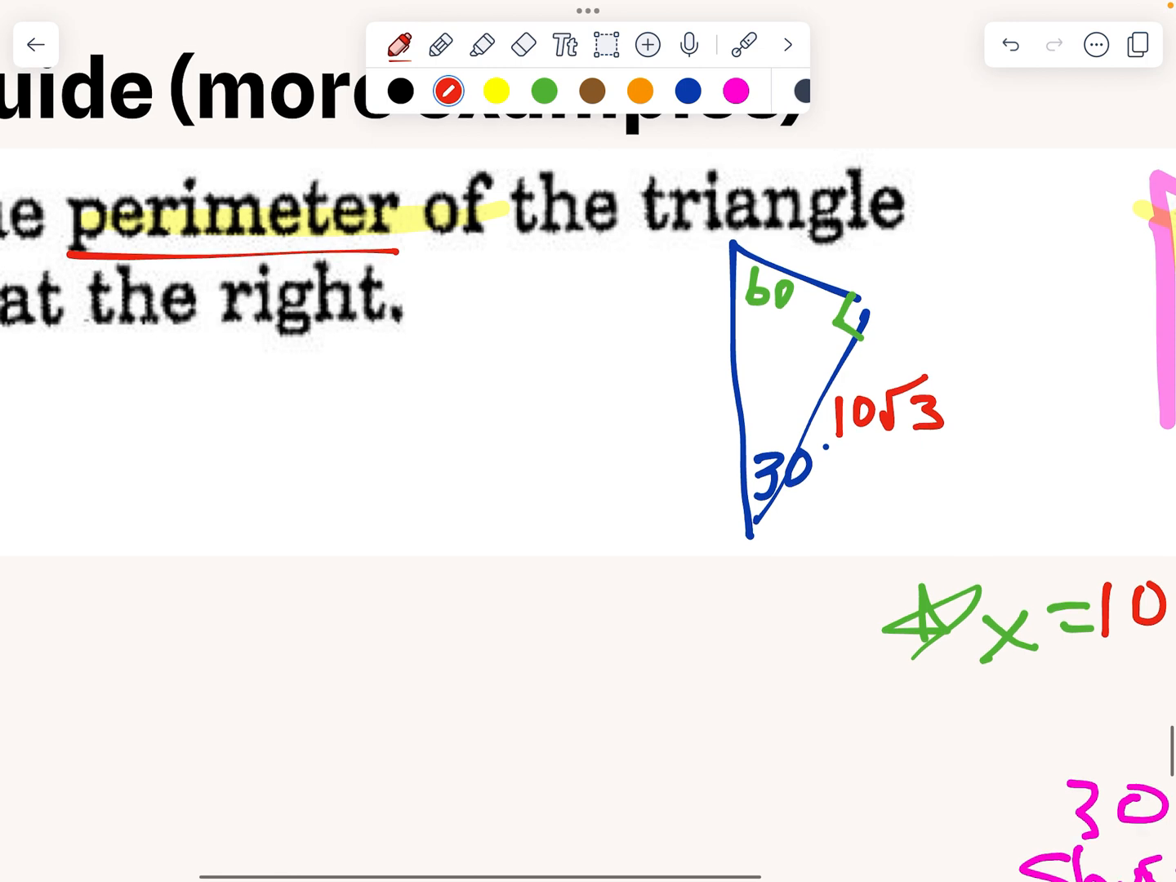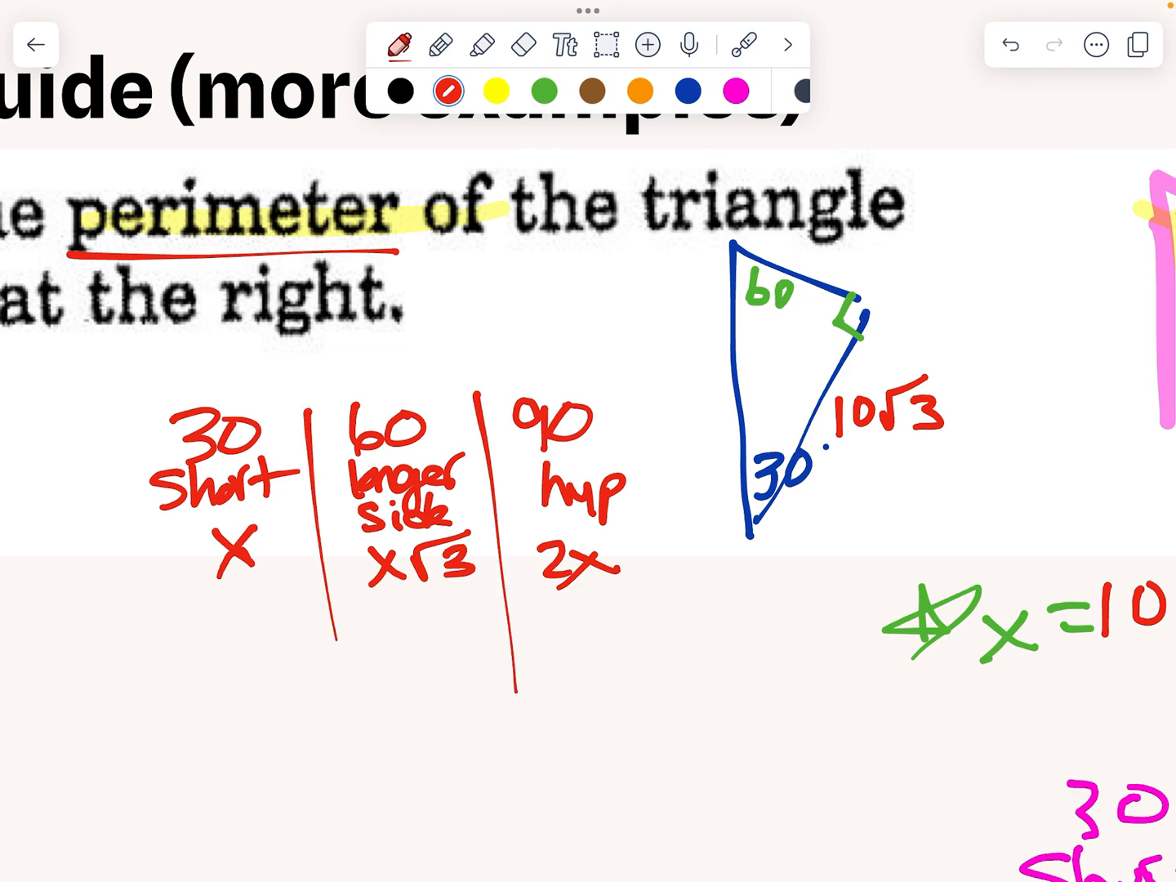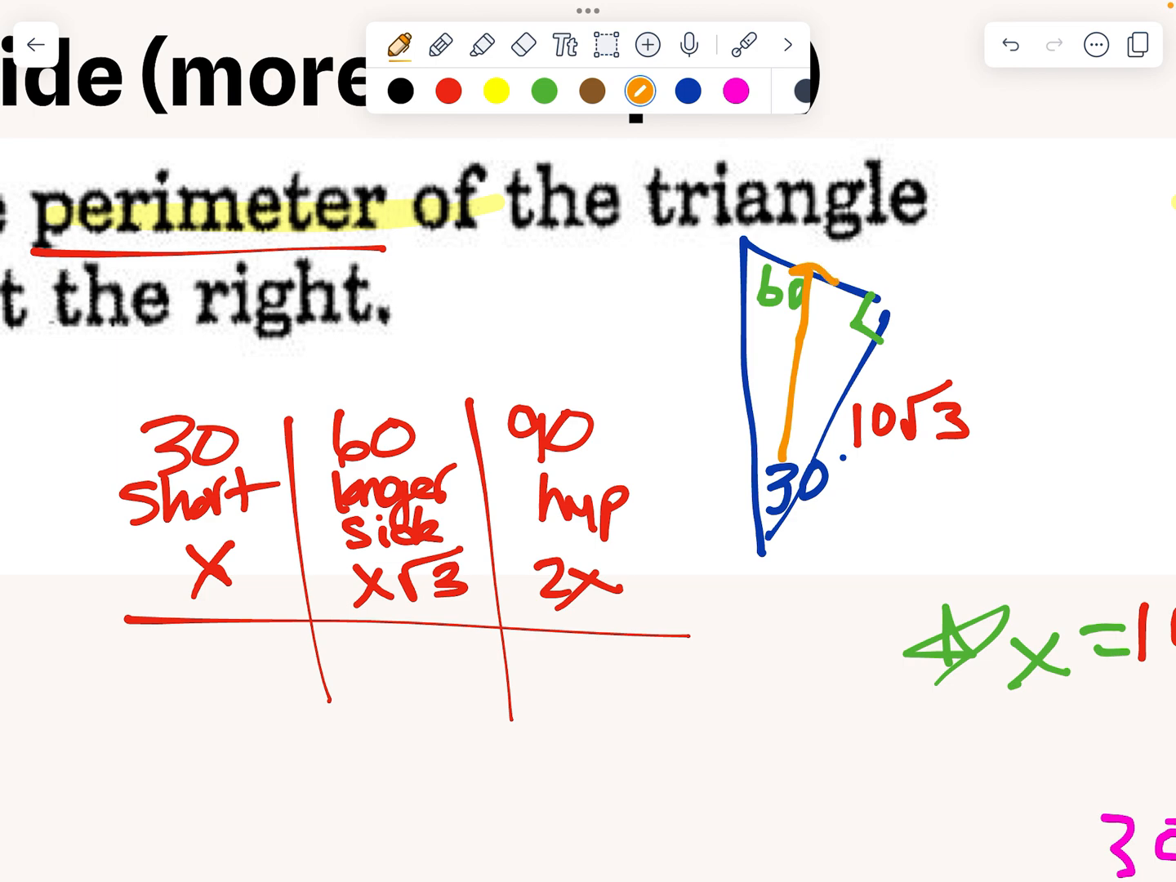So we are now going to do our special right triangle, 30, 60, 90 again. Short side, longer side, and our hypotenuse. x, x square roots of 3, and 2x in our table to help us identify. We're going to label our triangle. Across from the 30 is side x. Across from the 60 is x square roots of 3. And our hypotenuse, whenever we have that right angle, it's pointing at our hypotenuse, is 2x.